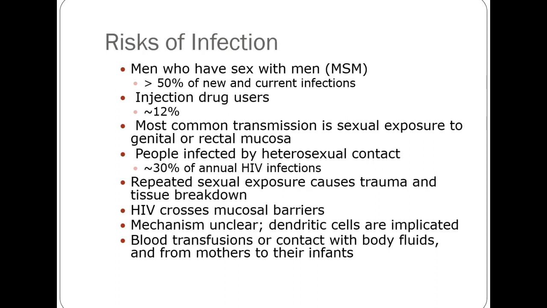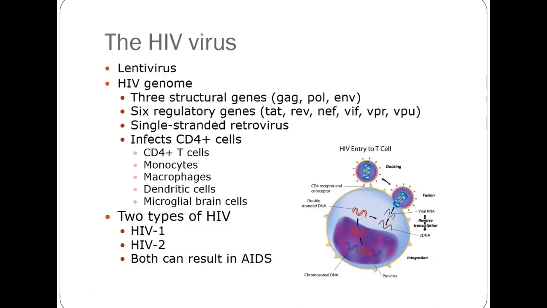HIV does cross mucosal borders, and blood transfusions or contact with body fluids seem to be the biggest way that this is transmitted from one person to the other. So let's look at this HIV virus. The HIV virus is known as a lentivirus. In the HIV genome, we've got 3 structural genes, the GAG, the POL, and the ENV, and 6 regulatory genes. It's a single-stranded retrovirus that infects the CD4 helper cells.